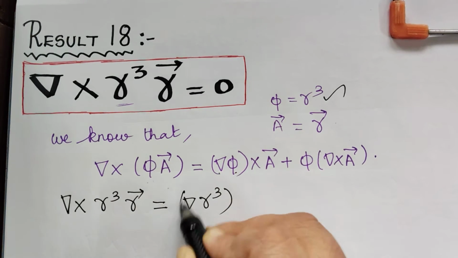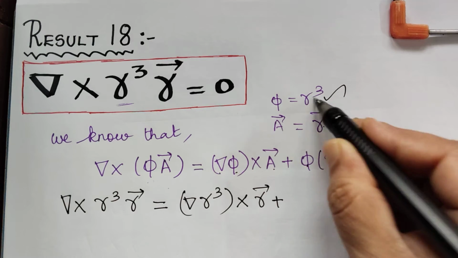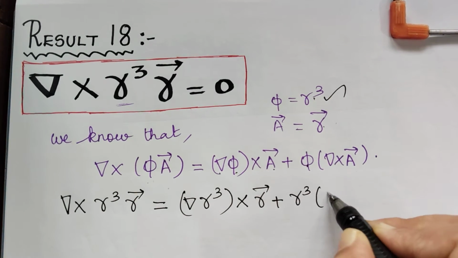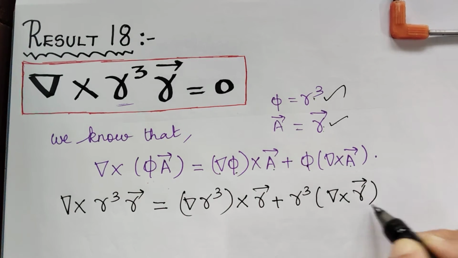So ∇ × (r³ r vector) = ∇(r³) × r vector + r³ (∇ × r vector). So this we have written.